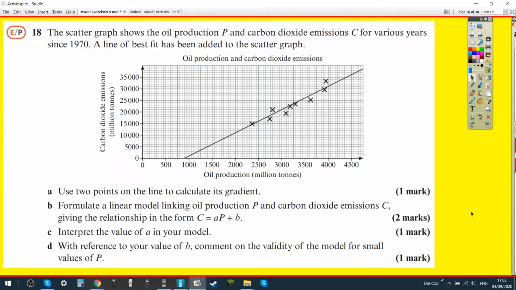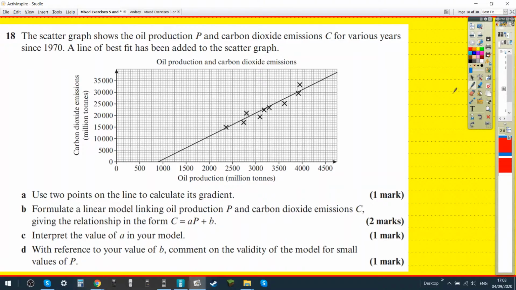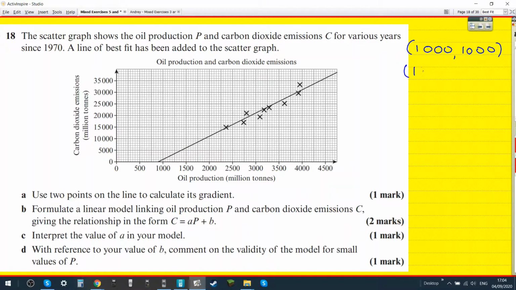Let's see. Okay, how do we do this? Okay, so now there's 2 points on the line to calculate its gradient. Should I do something like, I don't know, for example, I think that's like 1,000. If I use the point 1,000, 1,000, and then after use 1,500 and 6,000. Yeah, 1,500 and 6,000. Okay. And then I'll just do that. Find the gradient from that. Okay.